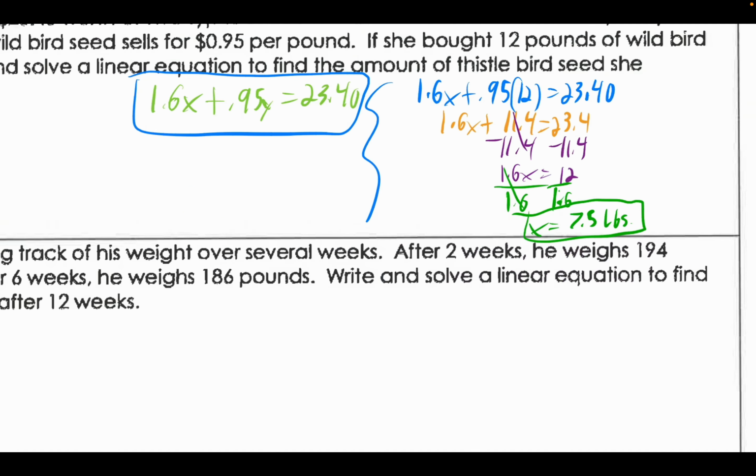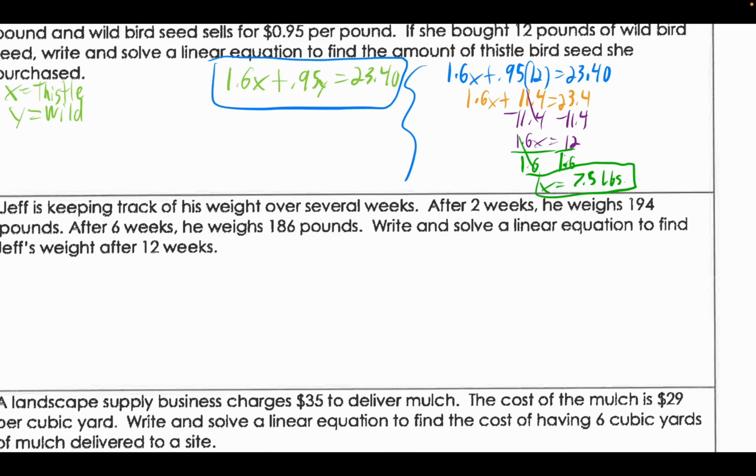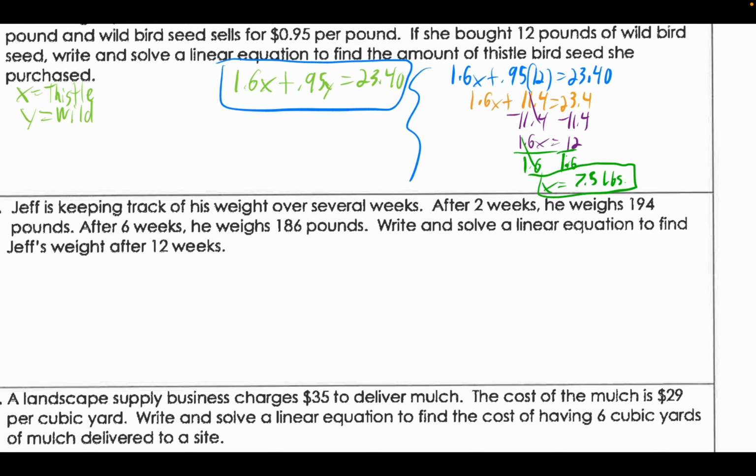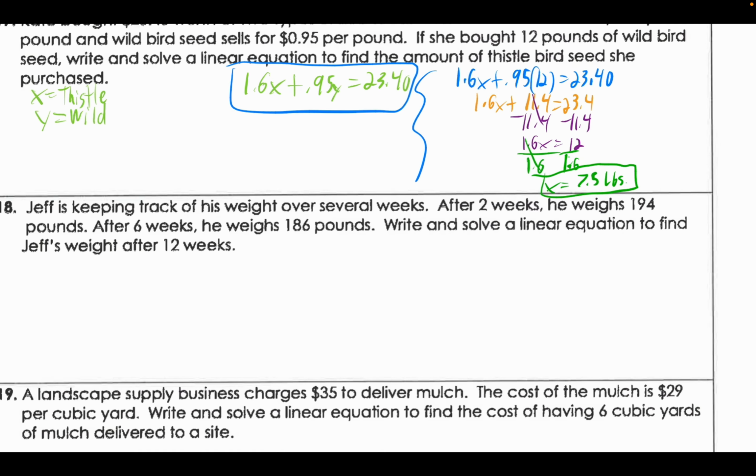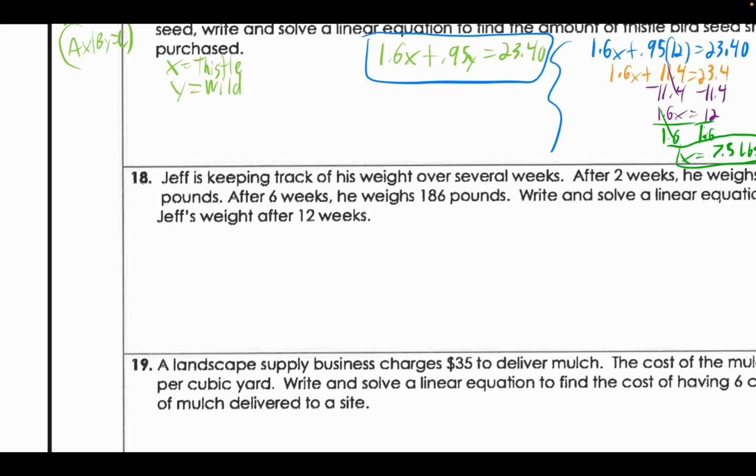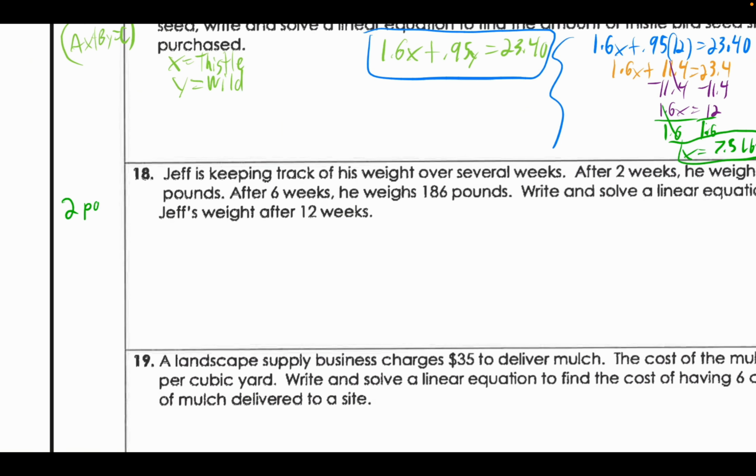Number 18 here. Jeff is keeping track of his weight. Good for Jeff. After 2 weeks, he weighs 194 pounds. After 6 weeks, he weighs 186 pounds. Well, pause. Noticing here, 2 and 194 seems like an ordered pair, and 6 and 186 seems like an ordered pair. So this already is telling me that it is a 2-point type of setup, which was our type 4.